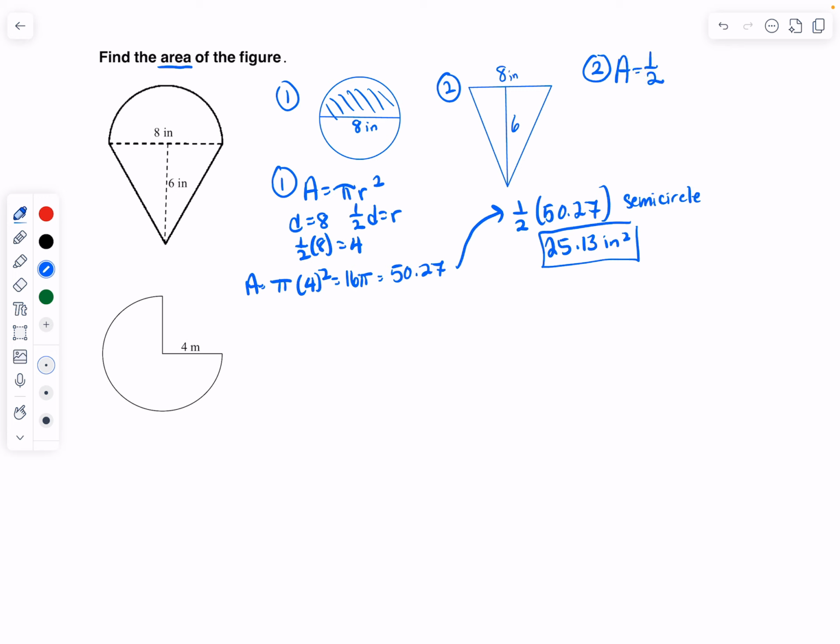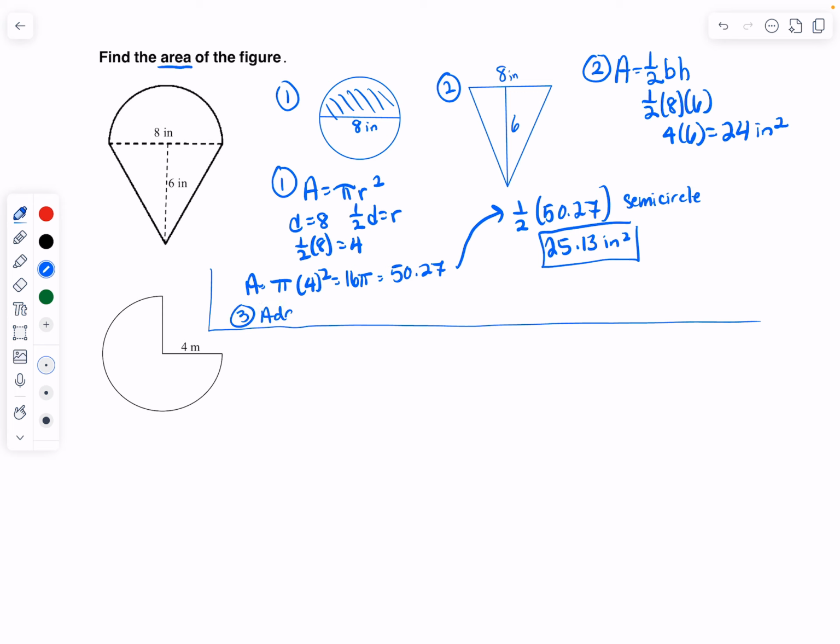So I'm going to do 1/2 base times height. So the triangle is upside down, but the base is 8 and the height is 6. So 1/2 of 8 is 4, and 4 times 6 is 24 inches squared. So my last step with this, I'm going to call it part 3, is I'm going to add the semicircle plus the area of the triangle together. So I'm going to get 25.13 plus 24. And when I add those together, I get 49.13 inches squared.